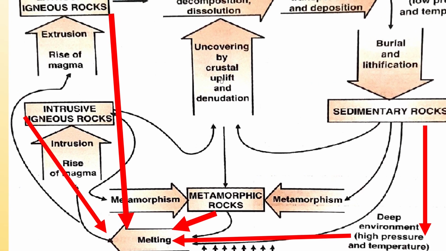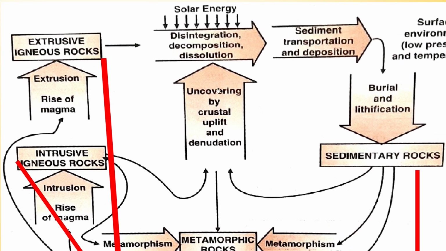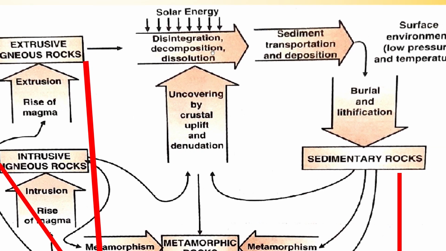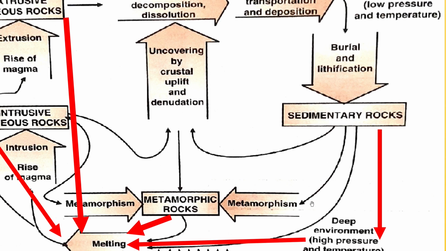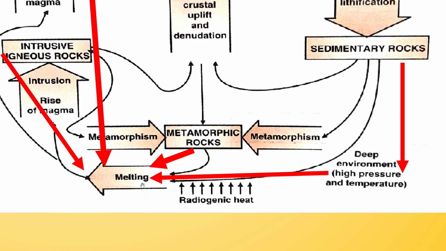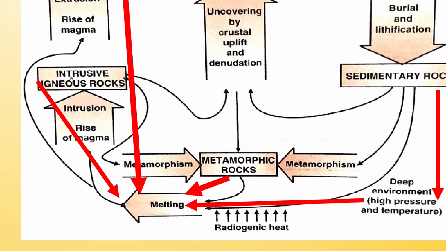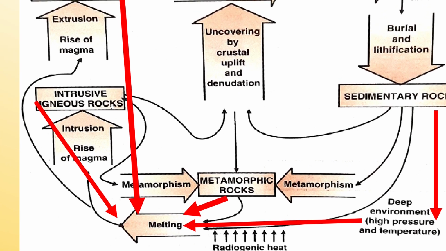Now intrusive igneous rocks again. If crustal upliftment is there and denudation is there, and after that it is uncovered because of denudation, then what will happen? Because of denudation, that is disintegration, decomposition, dissolution, the sediments will be formed. Sediments will be eroded, transported and deposited somewhere else. Then they will be buried and lithified because of compaction, compression and lithification. And then that sedimentary rock again, because of that deep down environment, will melt and form into magma. Magma again turns into igneous rock. When it is uplifted and cooled, it will form into intrusive igneous rocks if it is within the earth's crust.